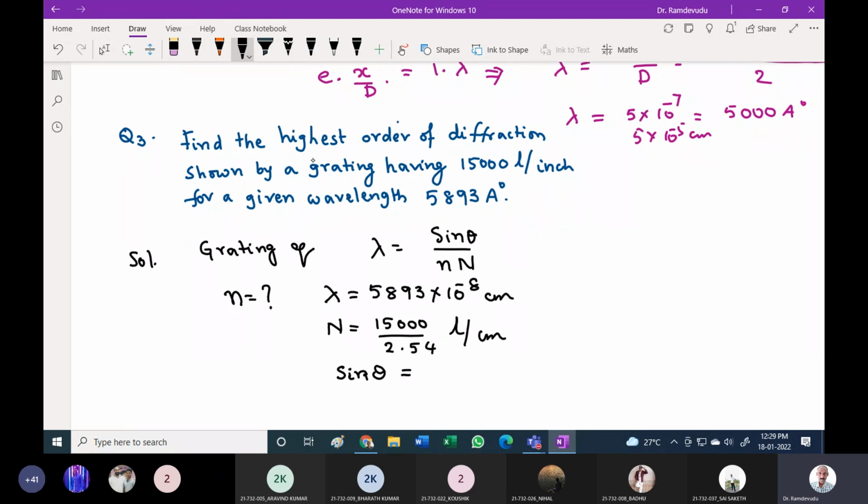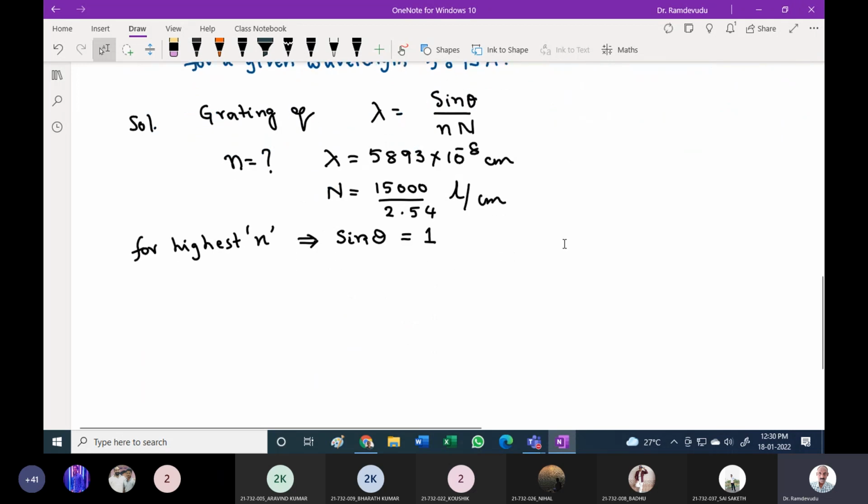Anyone? Can you tell me what is the value of sine theta? They're asking to find out the highest order. 1. Yeah, 1. Good. You have to take 1. Highest order is this because the highest value sine theta can take is 1 only. So for highest n, sine theta should be the highest value, that is 1. That's all you can take.